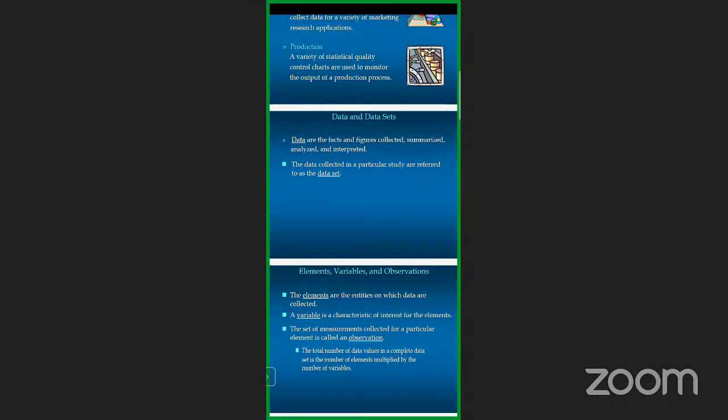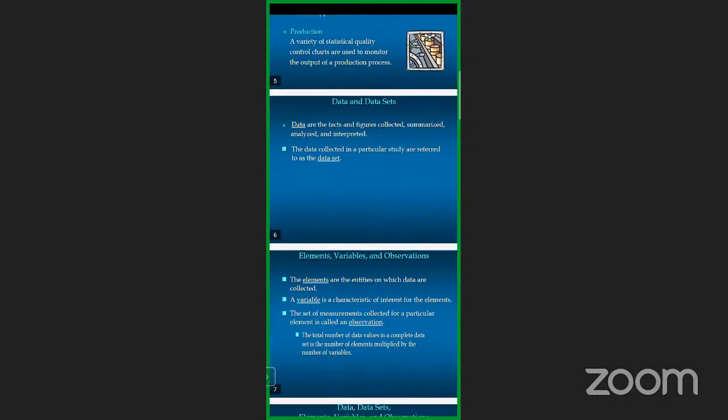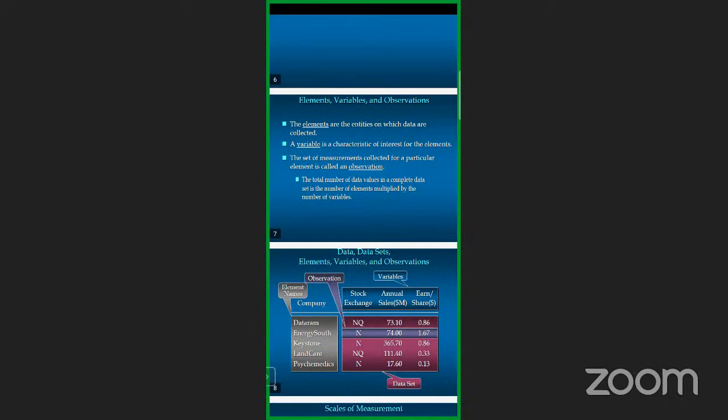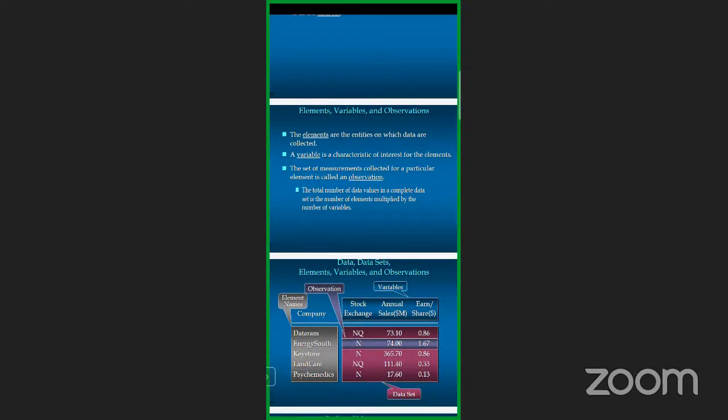Theoretically, we'll discuss first, then later on we'll do the numerical part. So what are all these things? First, we should know, from the data, which are called elements, which are variables, which are observations. You can see in this next slide, whatever you can. Is it visible? Yes, sir, it is visible. Right. Thank you.